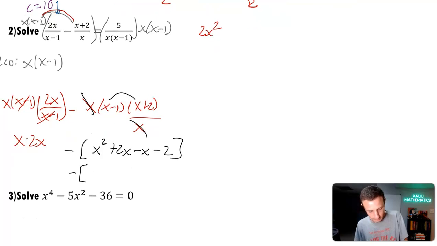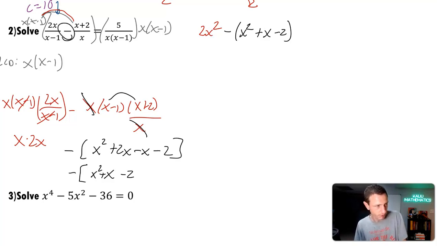X squared, 2x minus x is x minus 2. So we have 2x squared minus x squared plus x minus 2. Notice how I wrote that? Because this was minus x plus 2 over x. This was minus x plus 2 over x. So when I did all that multiplication there, the x's canceled. So I did x minus 1 times x plus 2. But since we're subtracting off this whole thing, you want to make this as minus all of that.